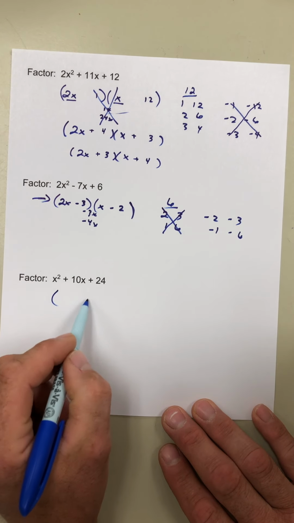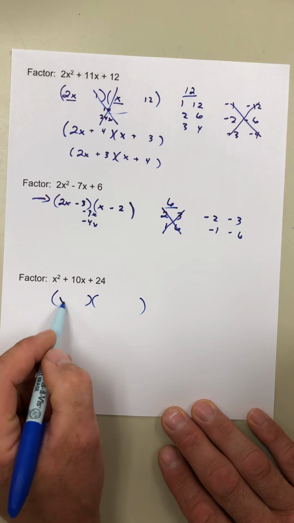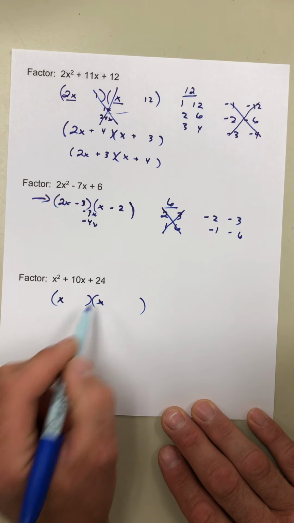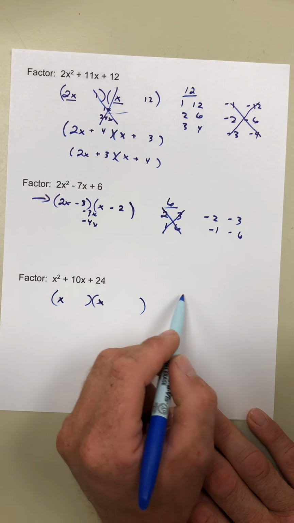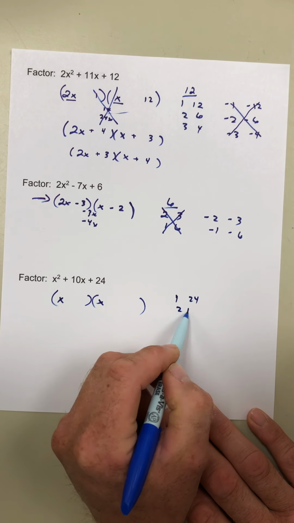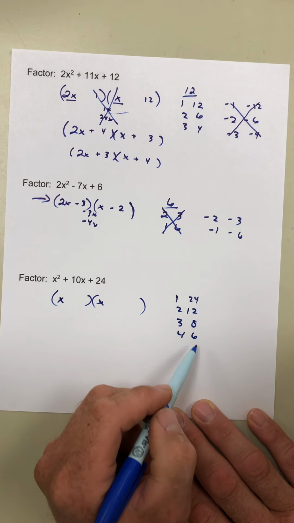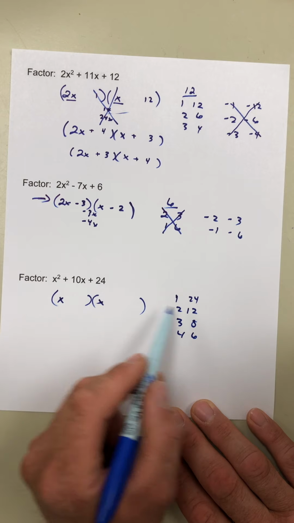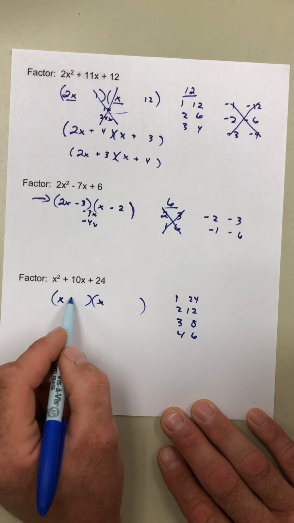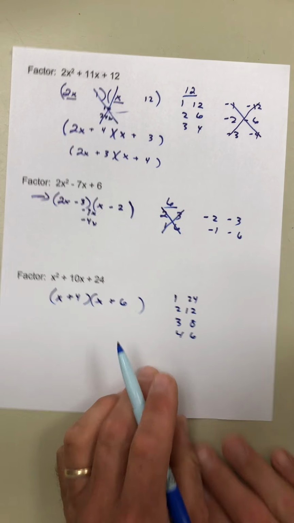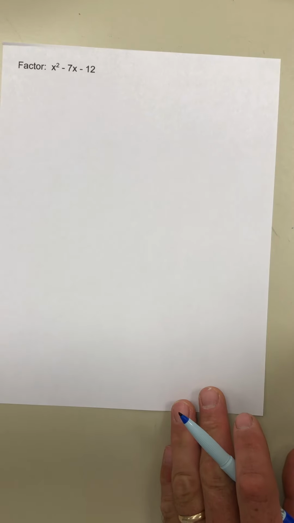All right, one last one here on this page. x squared plus 10x plus 24. Again, we're going to split that x squared into x and x. 24, if you think of the factors of 24, we have 1 and 24, 2 and 12, 3 and 8, 4 and 6. And then the negatives. Because the signs are positive, positive, I know it's got to be two positive terms. Looking to add to give us a 10, we get 4 and 6. And there we go.